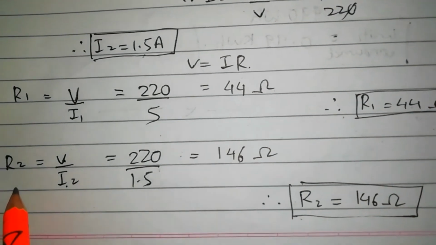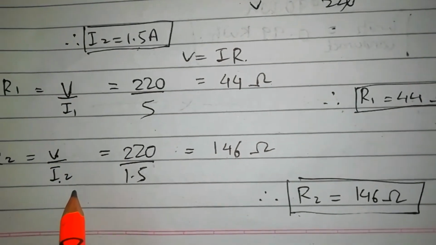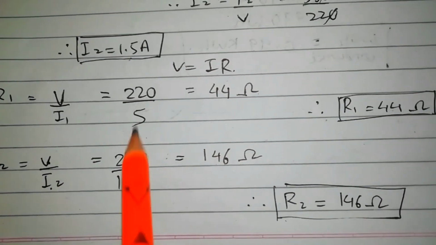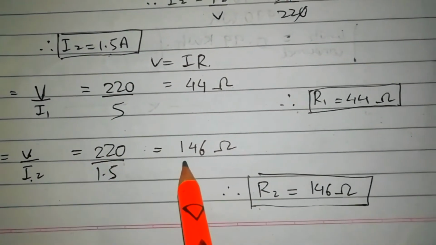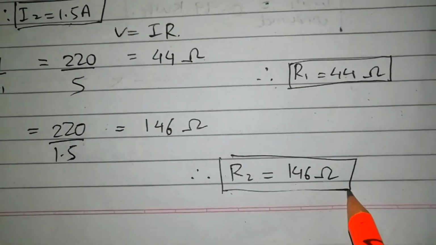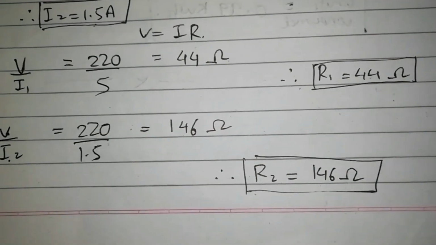Similarly, we will do for R2. V equals IR, so R2 will be equal to V upon I2. V is 220 volts and I2 is 1.5 amperes. On solving this, we will get 146 ohms. So the R2 value is 146 ohms. This completes this numerical. Now moving ahead with the next one.